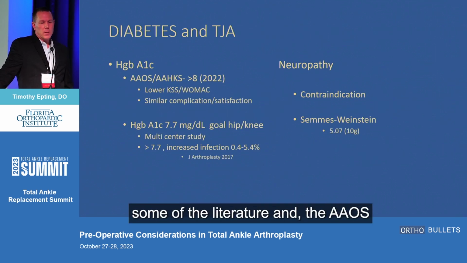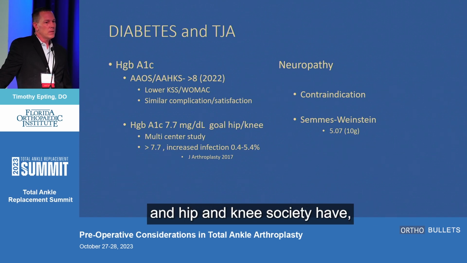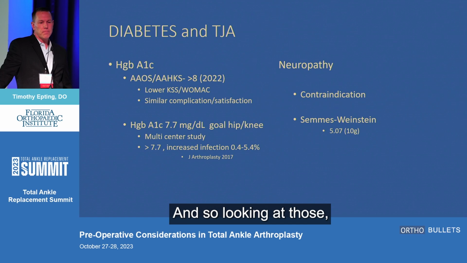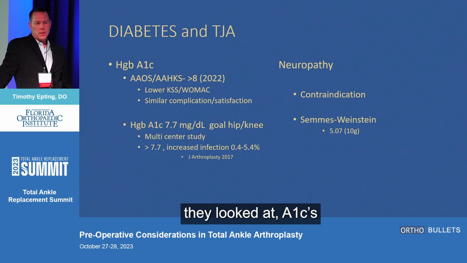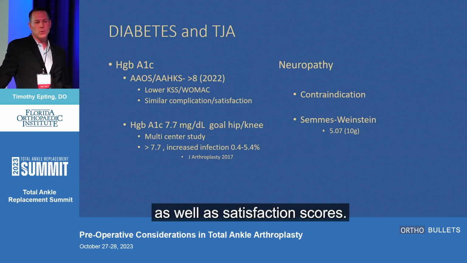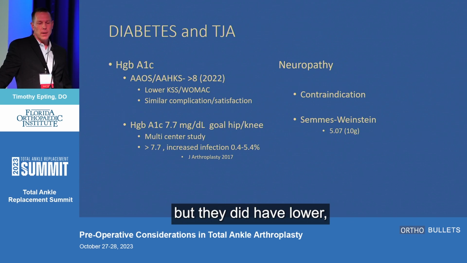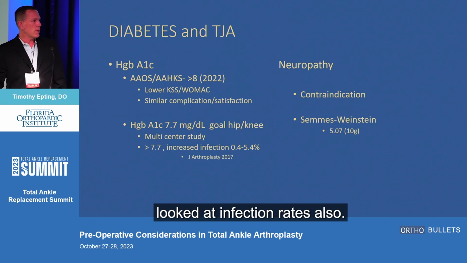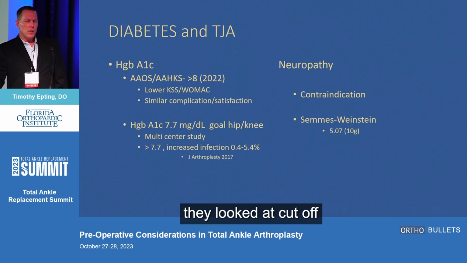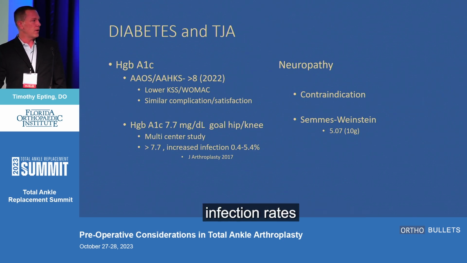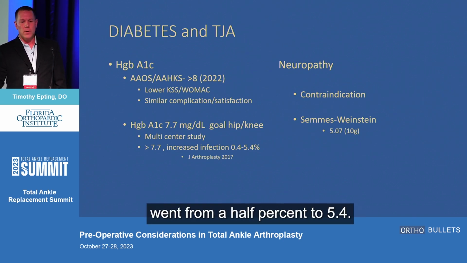Just looking at some of the literature, the AOS and the Hip and Knee Society have their clinical practice guidelines, and so looking at those relative to diabetes and total joint arthroplasty, they looked at A1Cs, and they found complication rates were similar, as well as satisfaction scores, but they did have lower Knee Society scores and WOMAC scores. They looked at infection rates also, and they looked at cutoff variables as well, and 7.7 was their marker where increased infection rates went from 0.5% to 5.4%.